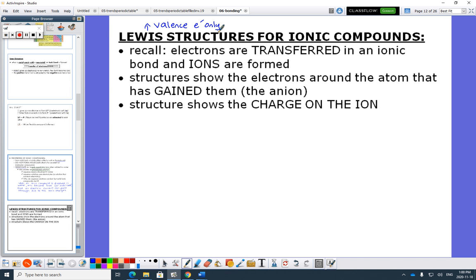We're going to use square brackets. We're going to show the charge, and the electrons are transferred, which means the valence ones. The anion will have gained them, and the metal will have lost them, so it doesn't have them anymore. This relates to the crisscross rule. If you remember how to do that, it can help you check your answer. Or if you hated the crisscross rule, this might help you actually see why we do that.